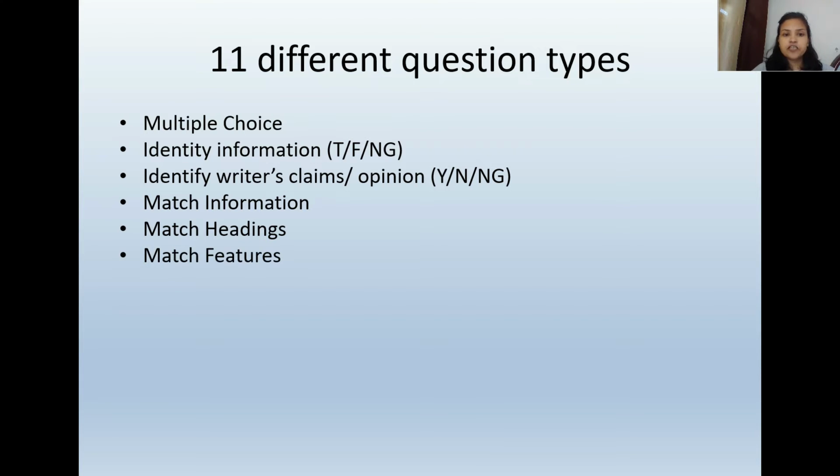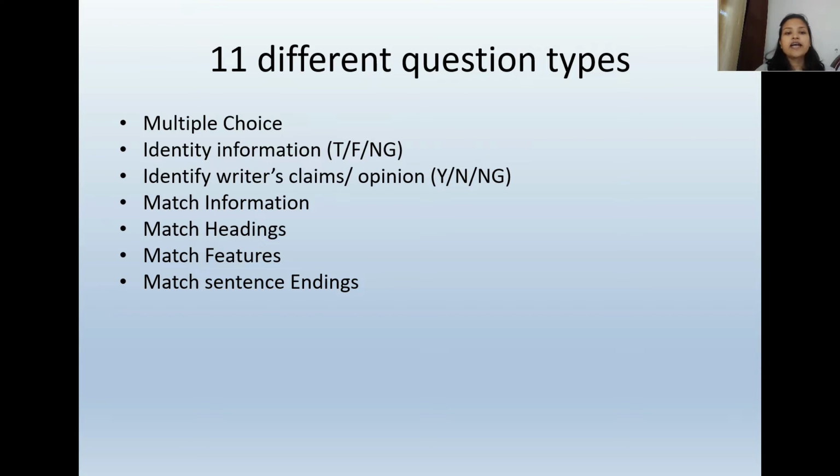Okay, next one is match features. Match features means you have to match the features from the paragraphs. Okay, it could be like this. You are given a question in the form of a writer's name and you have to find what the writer said in that paragraph. Okay, or you can also say that the writer said this statement and you have to match whether this statement matches with the writer's name or not.